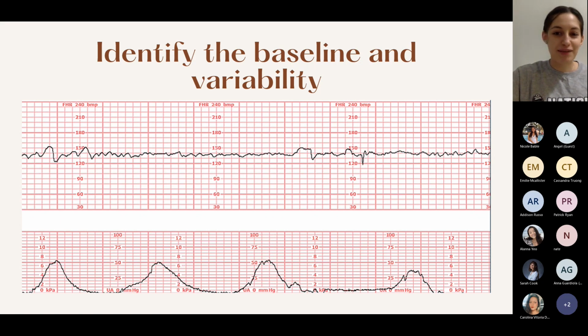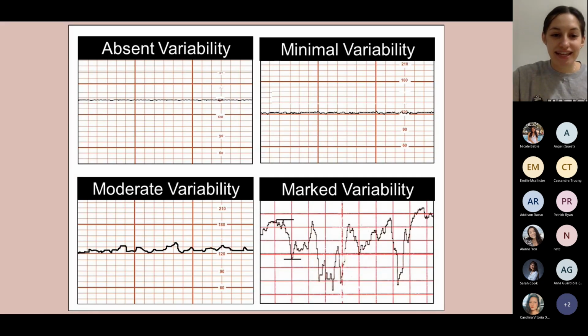Okay, I don't see anyone typing, so we're going to keep going. All right, so this is just going to be a good visual for you guys. I'm definitely a visual learner, so this is really helpful for me.